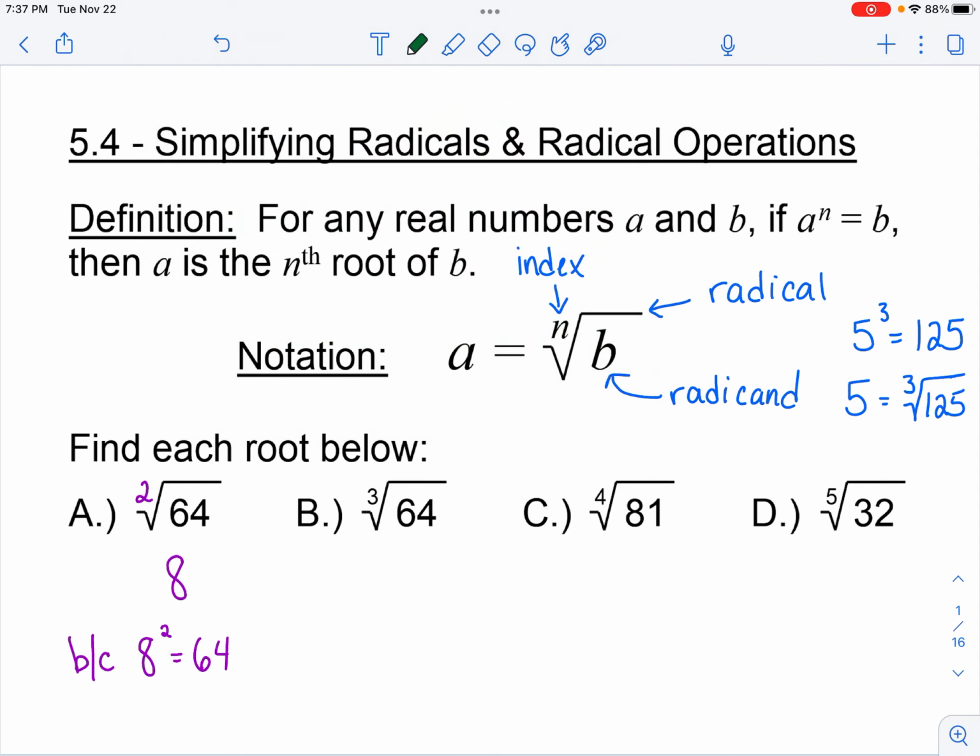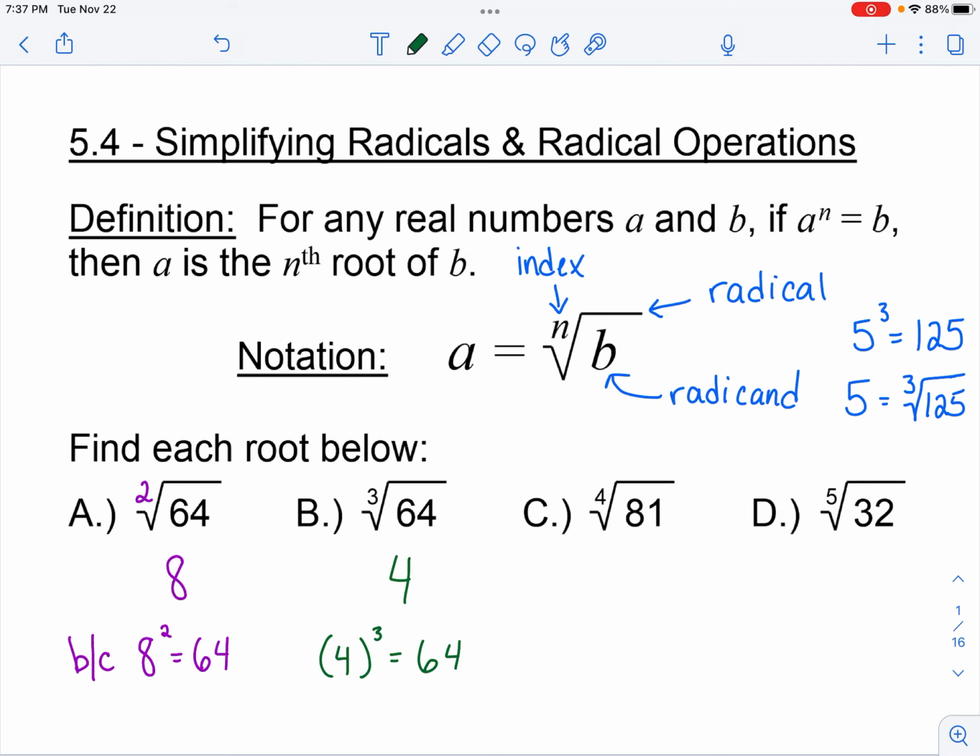Okay, let's take the one next to it. Now I want to do the cube root of 64, which means something to the third power has to equal 64. Well, what number to the third power gives me 64? Well, that happens to be 4 to the third power. So this value is a 4. The cube root of 64 is 4.